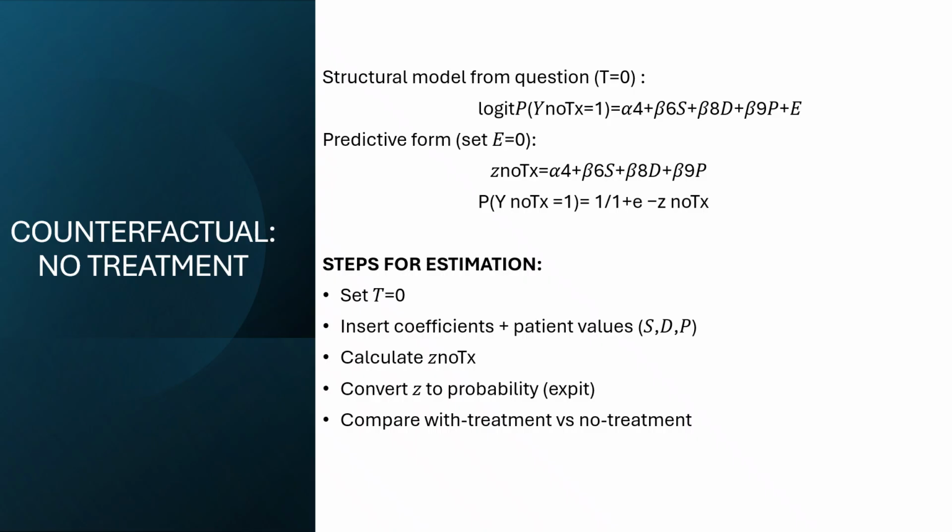To actually solve, set T equal to 0, insert the model coefficients and a patient's values for severity, do not treat preference, and provider decision. Then convert the result to a probability using the expit function. Once you get the probability without treatment, compare that to the with treatment probability in order to estimate the treatment effect.